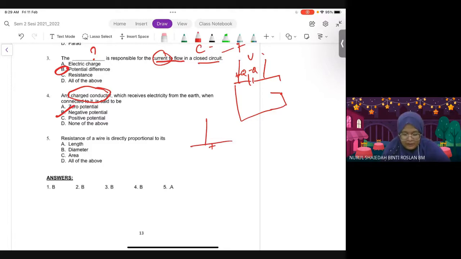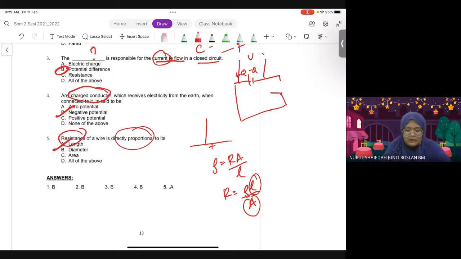Resistance in the wire is directly proportional to, so rho equals to RA over L. So R equals to rho L over A. So they depend on length, area. Directly proportional. Okay, so jawapan dia A lah. Dia adalah depend pada length.